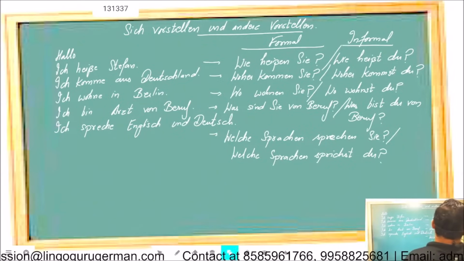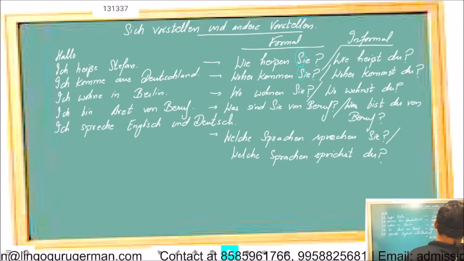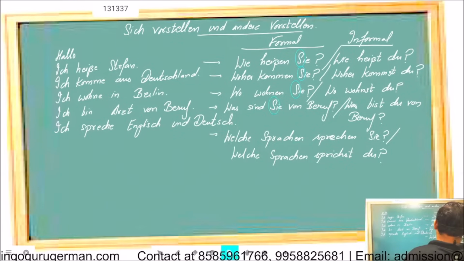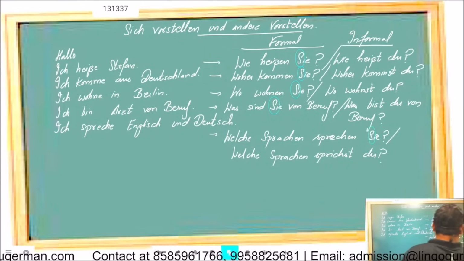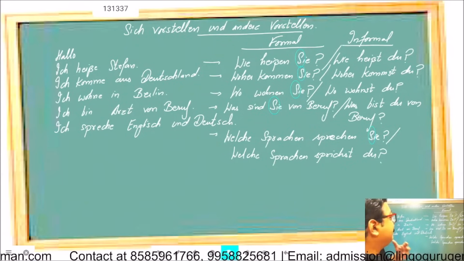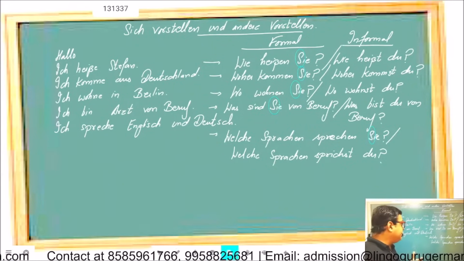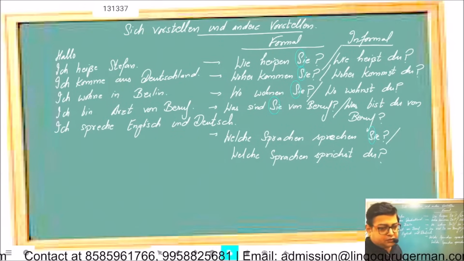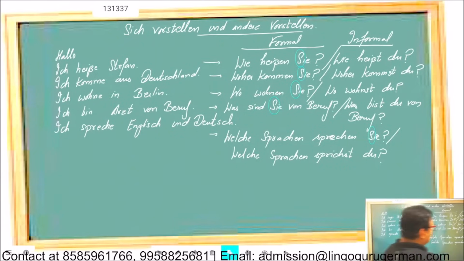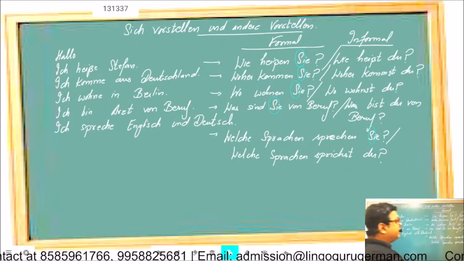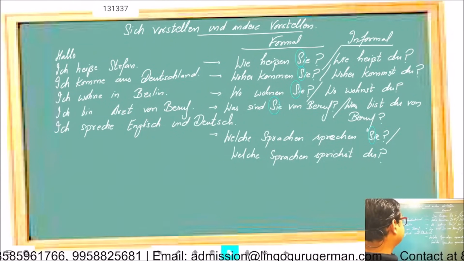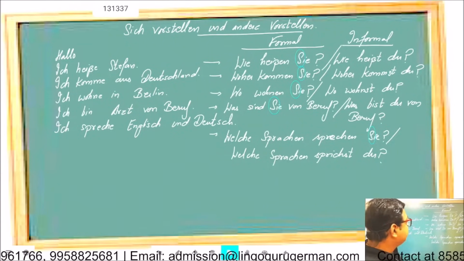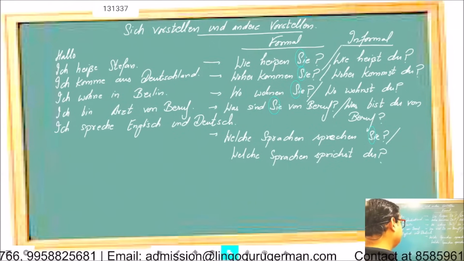If you see, I am writing this S capital everywhere, because this is referring to the formal you. Sie is the formal you, which ideally refers to aap in Hindi, and du is the informal you, which we are going to learn in the next section, which is personal pronouns. All right, so these are five introductory sentences, and these are the questions which you can ask someone.